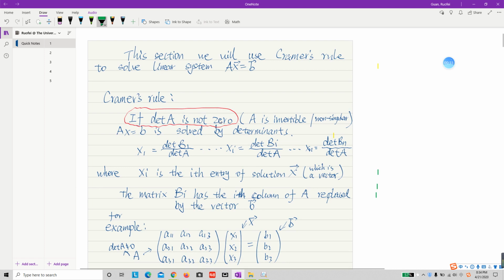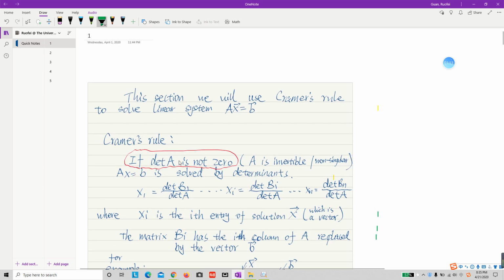If determinant A is non-zero, which also means A is invertible or non-singular, the linear system Ax equals b is solved by x1 equals determinant B1 over determinant A, or generally xi equals determinant Bi over determinant A. Here xi is the ith entry of the solution vector x, and the matrix Bi has the ith column of A replaced by the vector b.